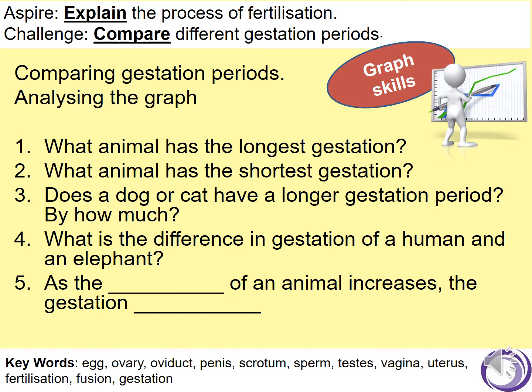So what is the difference in gestation of a human and an elephant? Well, having looked at those numbers for a moment, we can see that an elephant has a gestation period which is 2.5 times longer than a human. So question 5, the pattern then: as the size of an animal increases, the gestation also increases.